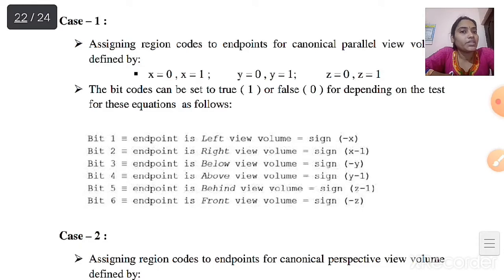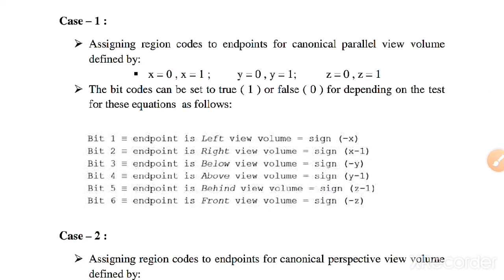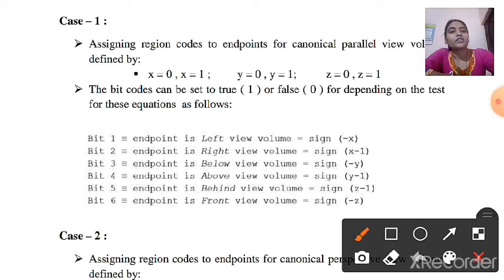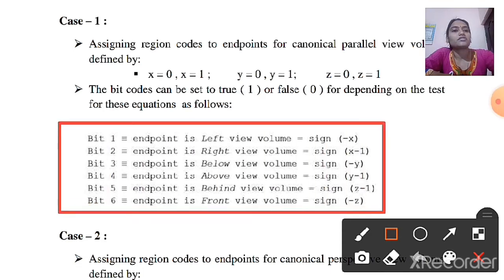So bit 3 means the endpoint is below the view volume, then the value is the sign of minus y. Bit 4 means the endpoint is above the view volume, then the value is the sign of y minus 1. Bit 5 means the endpoint is behind the view volume, then the value is the sign of z minus 1. And bit 6 means the endpoint is in front of the view volume, then the sign is minus z. So all of you remember all these things.